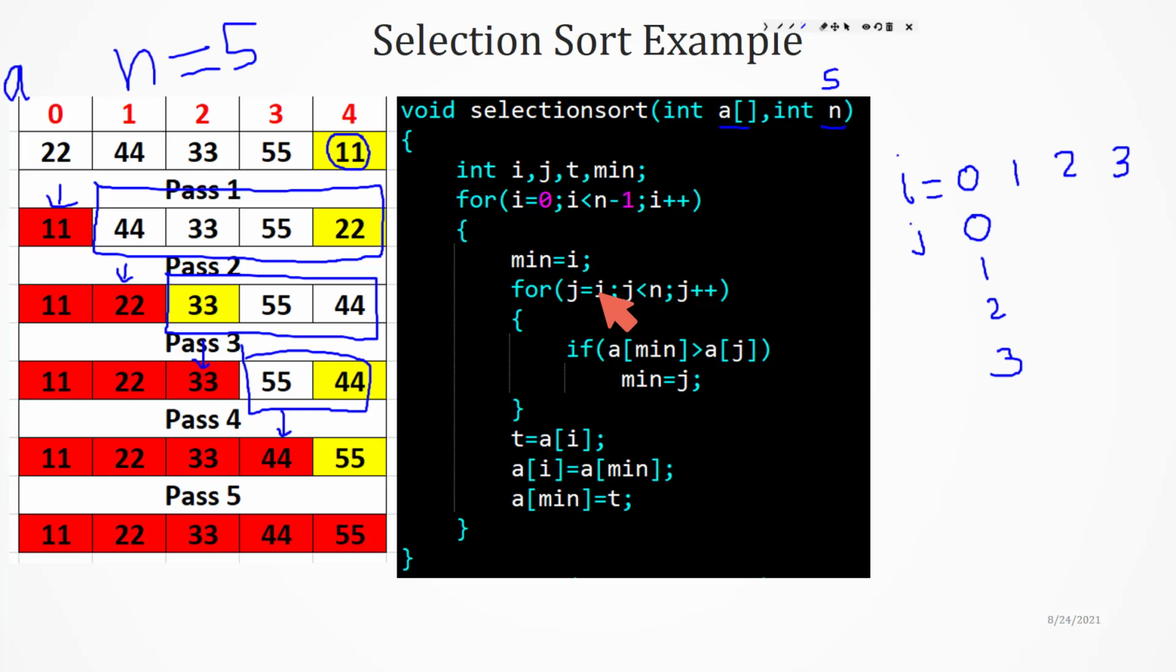Here j equals i. i is 0. So 0 to, not 3, 4 is also there, because j is less than n. n is 5. So 0 to 4 will be there.